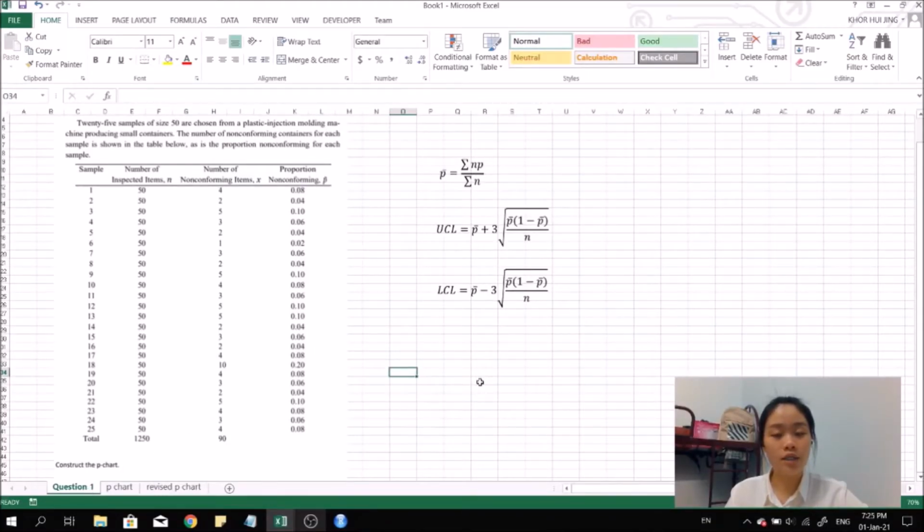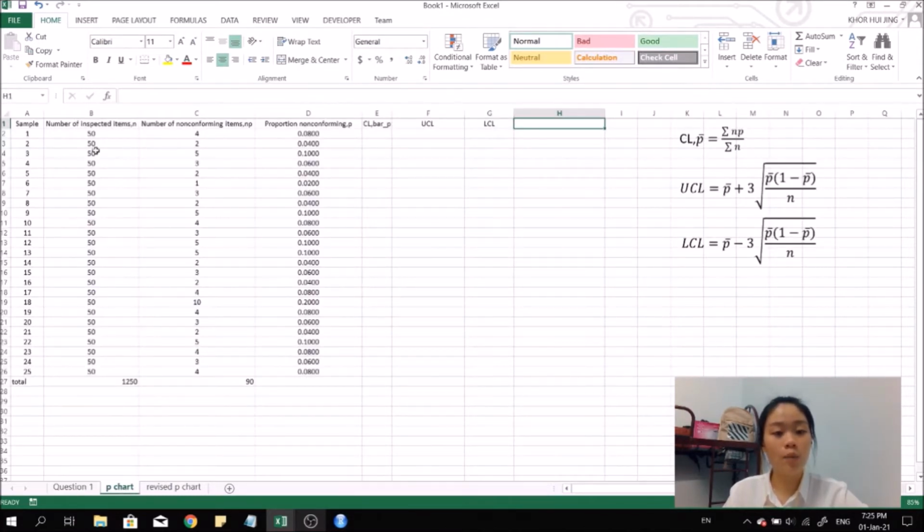So my part is talking about question 1. 25 samples of size 50 are chosen from a plastic injection molding machine producing small containers. From the table here, we can see that there are 25 samples, the size of 50, and the number of non-conforming items and proportion non-conforming respectively. So I will show you how to construct a P chart by using Microsoft Excel.